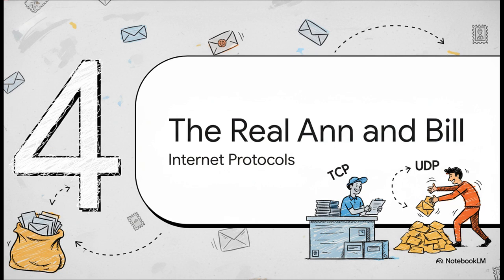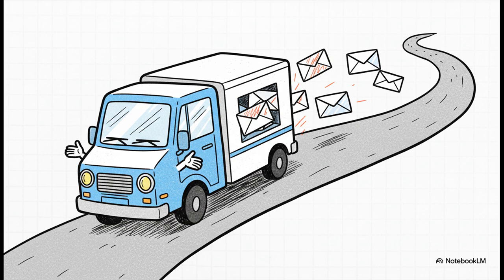Okay, it's time for the big reveal. This whole story about a reliable A-team, Anne and Bill, versus the kind of flaky B-team, Susan and Harvey, it's not just a cute story. It's actually the perfect analogy for the two main ways the entire internet sends and receives data. But first, you need to understand something huge.